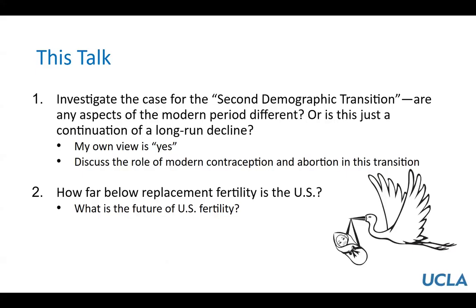I want to talk also a little bit about the role for modern contraception and abortion in this transition, but for brevity, I'm going to omit a lot of the evidence around that, but that's something we can talk about too. That's kind of the first part of the talk. The second part of the talk is I want to kind of dive into the more recent decline in fertility rates that have happened since the Great Recession. And I'm very interested in understanding how far below replacement fertility are we really? And what is the future of US fertility? And that will be a little bit more speculative. So yeah, go ahead, Tom.